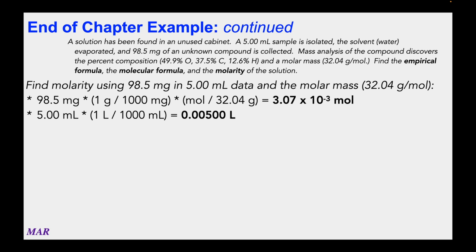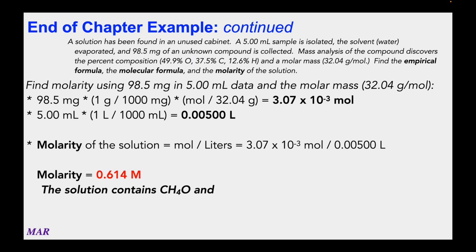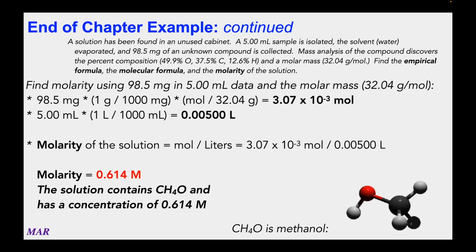And we'll then divide it by the liters of solution. So 5 milliliters turned into liters is 0.005 liters. Moles over liters will lead us to molarity. That comes out to be 0.614 molar. So this solution in the cabinet is 0.614 moles per liter. So this compound works out to be nicely methanol.